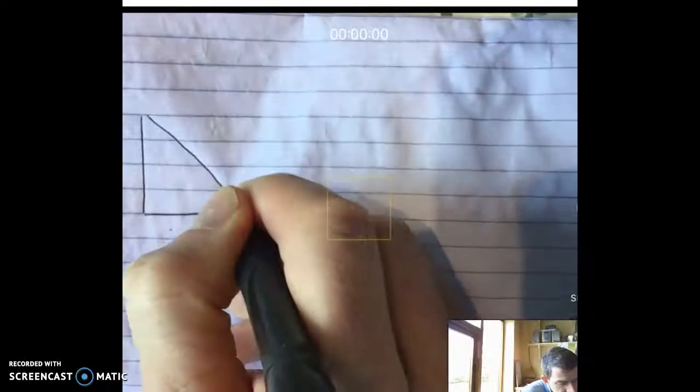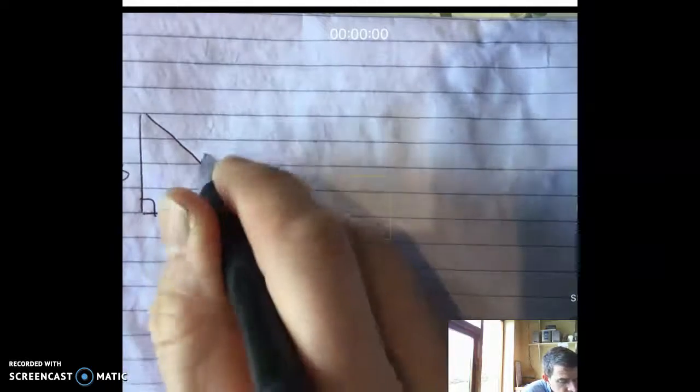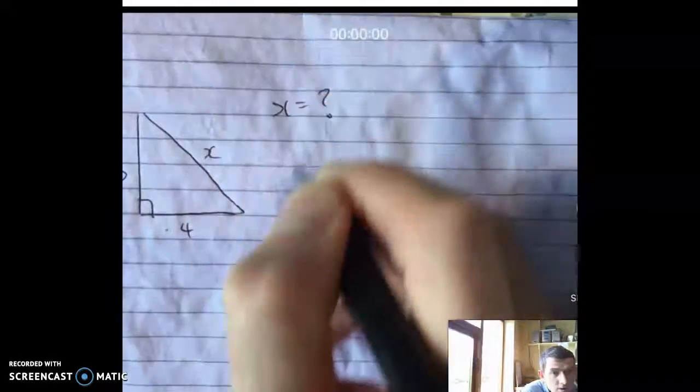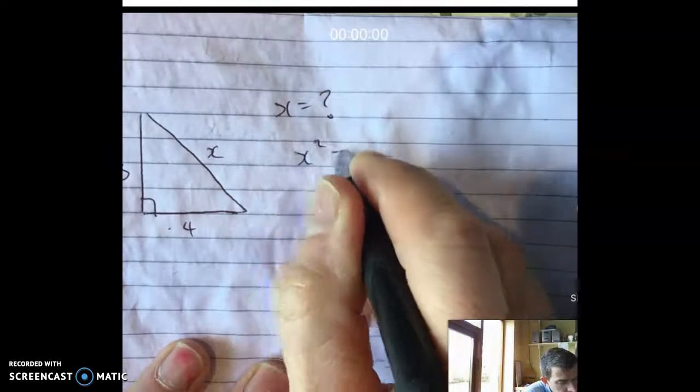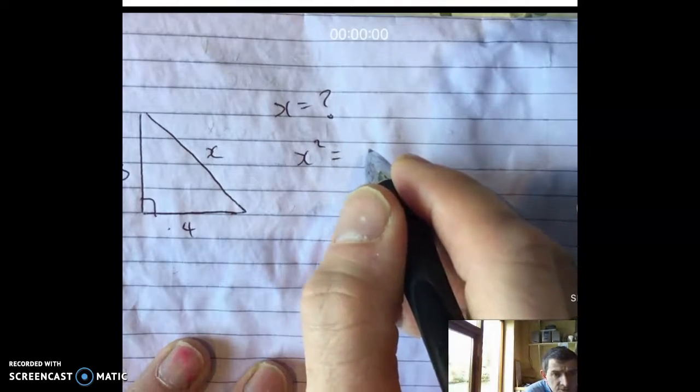So I'm just going to do a Pythagoras theorem question as an example. We have a right angle triangle, side 3, side 4. Find the length of side x. X equals what, right? So you just go by Pythagoras' famous theorem.